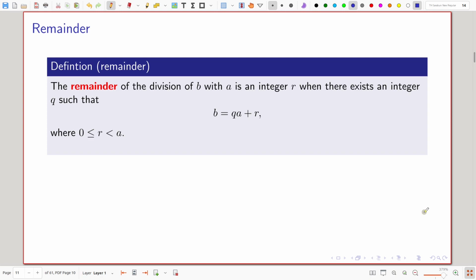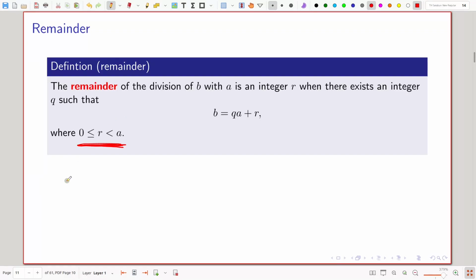All right. The other thing that we need to talk about is the remainder. The remainder of a division is an integer, a non-negative integer, such that if you divide b by a, you get the result q, and this is what is left. But this is simple if a and b are non-negative numbers.